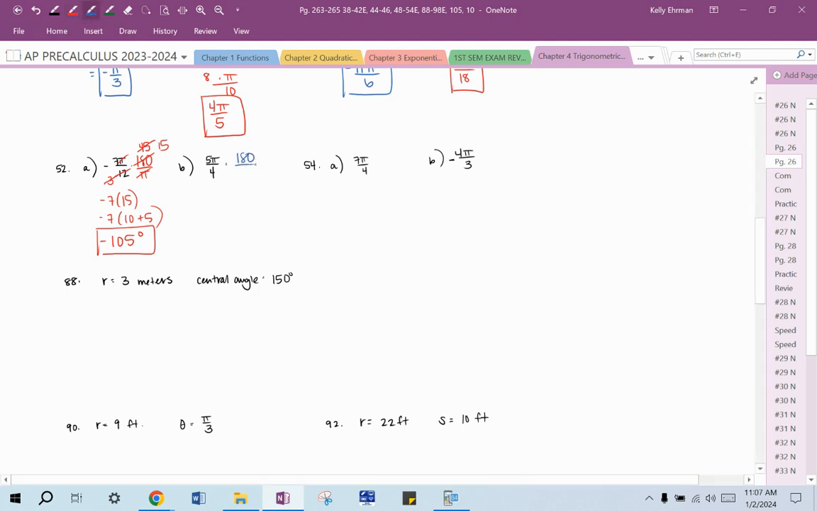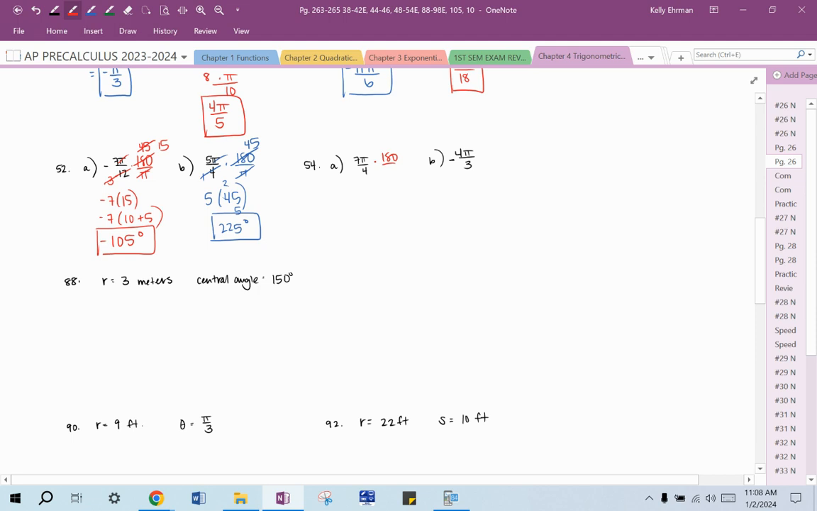Next one's times 180 over pi. Pi's cancel. 180 over 4 is 45. 5 times 45. Again, you can break this up or you can do this the normal way. It's like times 5, you do 25. 5 times 4 is 20. 22, that's 225.